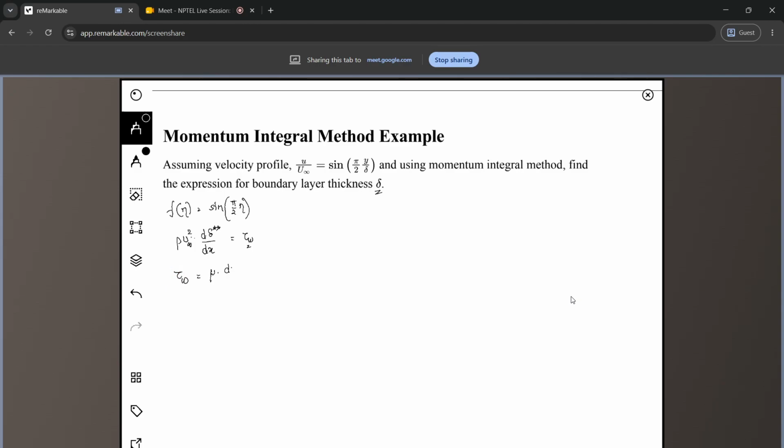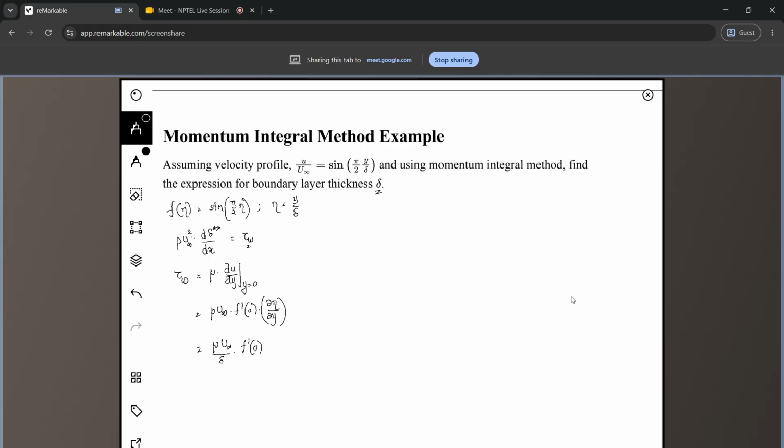We have the wall shear stress given by mu times du by dy at y equals to 0, and this I can write as mu times f prime of 0 times del eta by del y, where eta from here is y by delta. So del eta by del y is 1 by delta. This is mu u infinity by delta times f prime of 0.